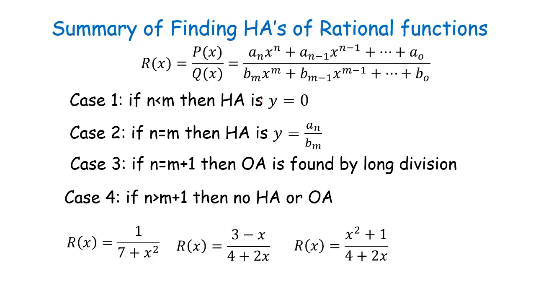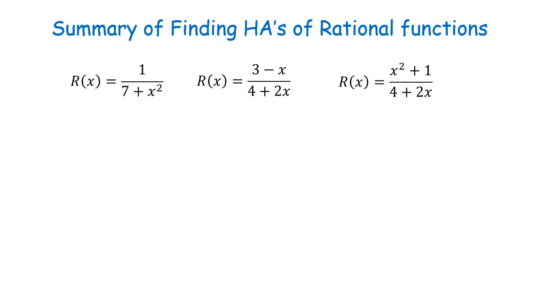Again, here's the summary. There's 4 cases. Degree of the numerator is less than the degree of the denominator, equal to the degree of the denominator, 1 more than the degree of the denominator, or more than 1 than the degree of the denominator. And just to show you how easy this can be done by inspection, I just want to end with 3 simple examples where we can literally determine the horizontal or oblique asymptotes in our head. So this first one, the degree of the numerator is 0, degree of the denominator is 2, so this has horizontal asymptote y equals 0.